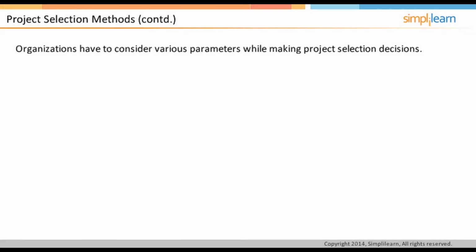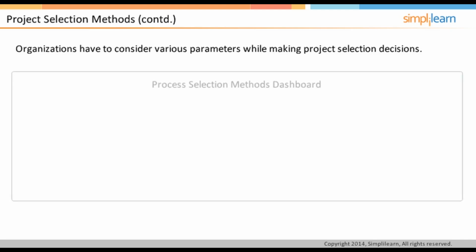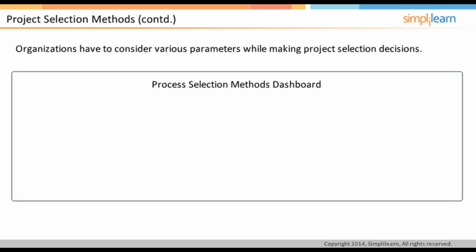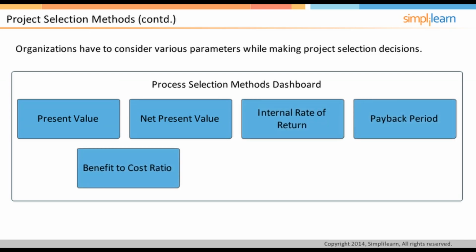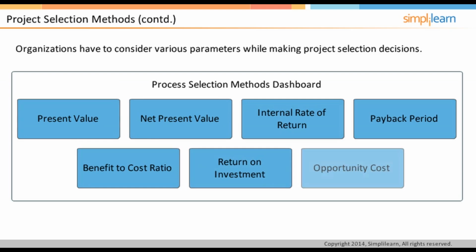An organization has limited resources. They cannot execute all the projects that come their way. They can take only those projects for execution which are financially sound for the organization. There are various parameters used in making such decisions. Some of these terms are present value, net present value, internal rate of return, payback period, benefit-cost ratio, return on investment, and opportunity costs. Click each tab to learn about the parameters.